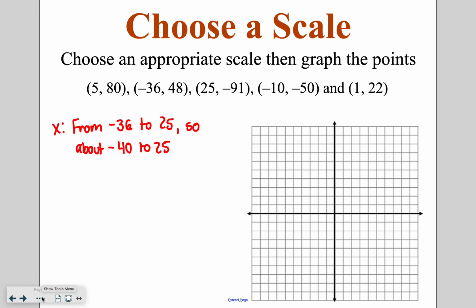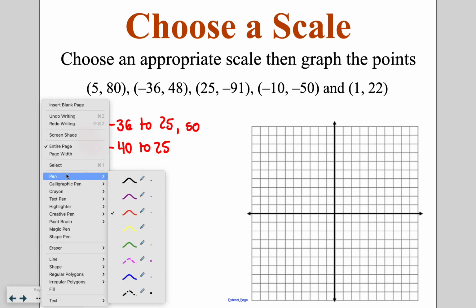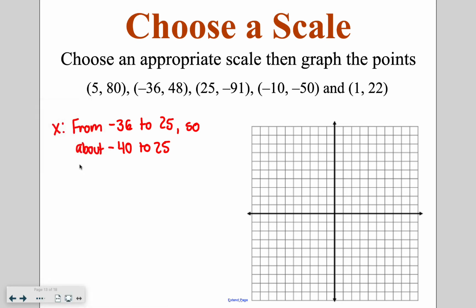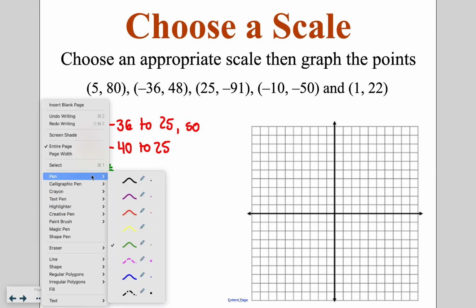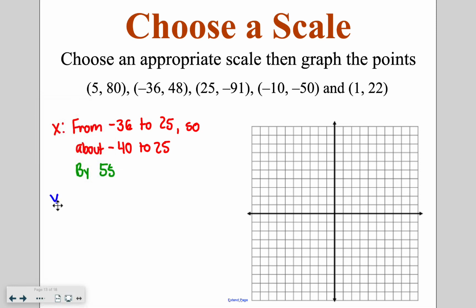So if I'm going from negative 40 to positive 25, I can go ahead and count then by 5s on that x-axis. So I can go across by going by 5s and make it to negative 40 and positive 25. So everything is going to fit. Then I'm going to repeat that same process with my y's. So for my y values, my smallest y could either be 80, 48, negative 91, negative 50, or positive 22. So the smallest one being negative 91, and then our biggest value in this case being 80.